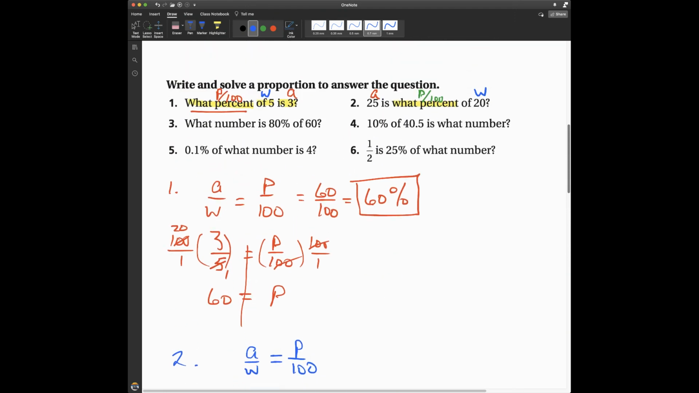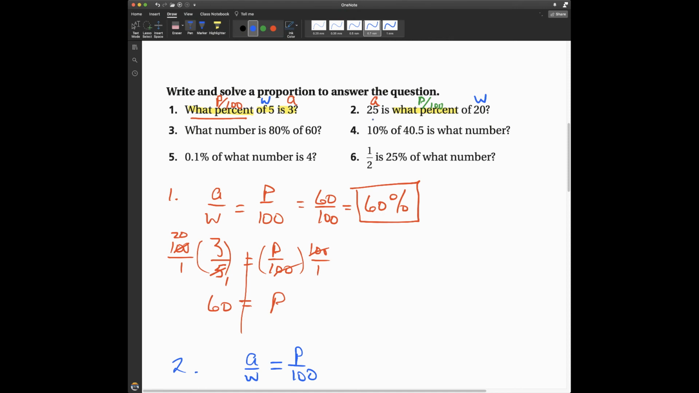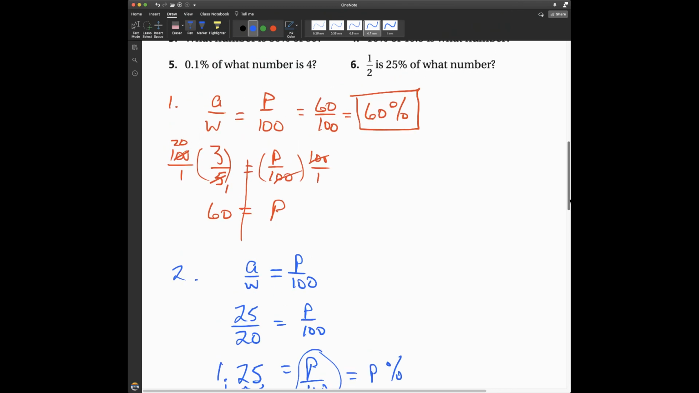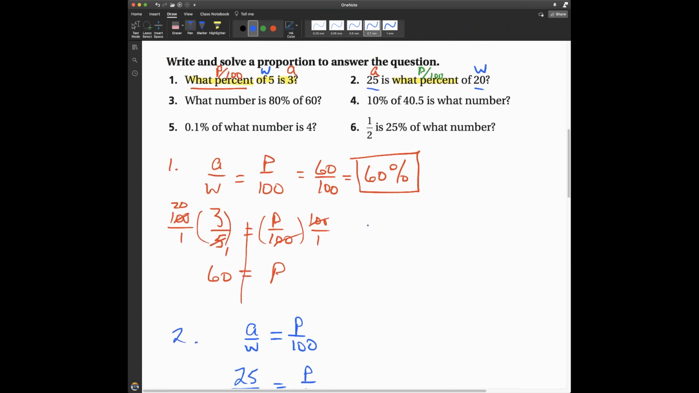So I go back up to the problem. 25 is 125% of 20. And notice 25 is actually bigger than 20, so it better be more than 100% of 20. And it turns out that it is. Okay. So let's look at number 3. We'll look at one more and then we'll let you guys practice.